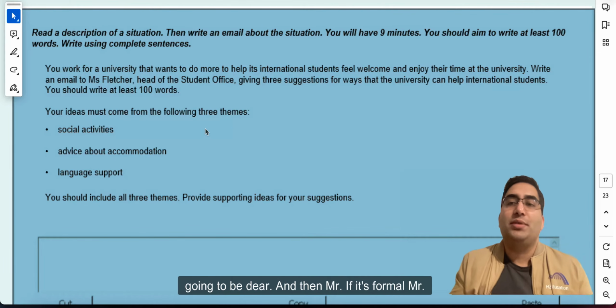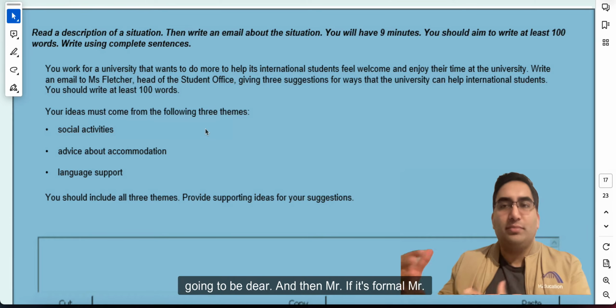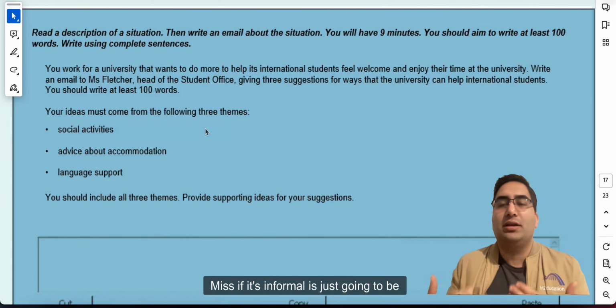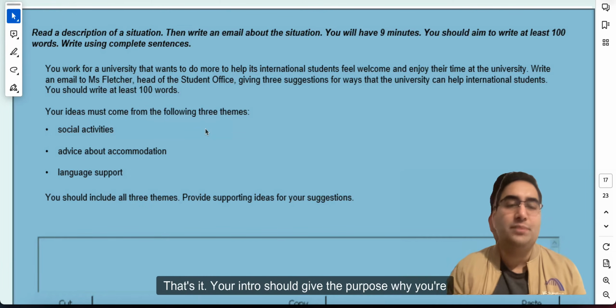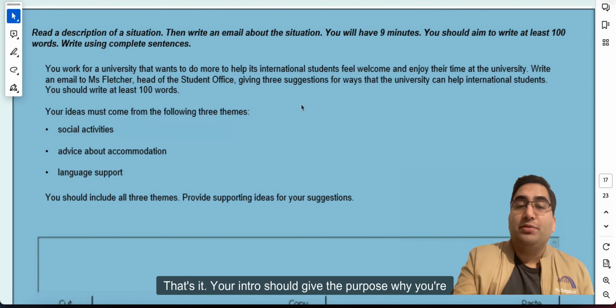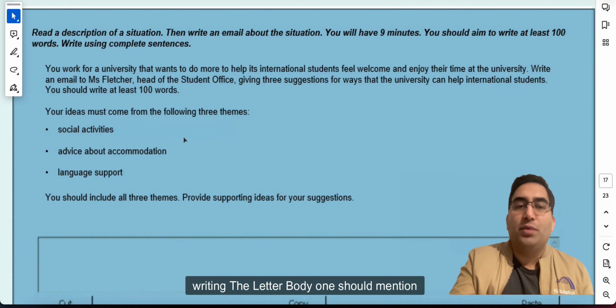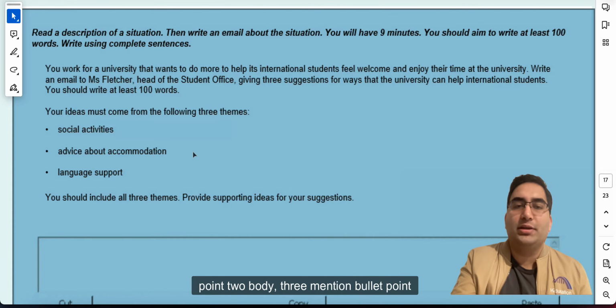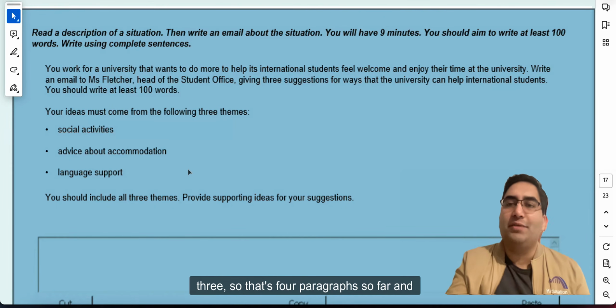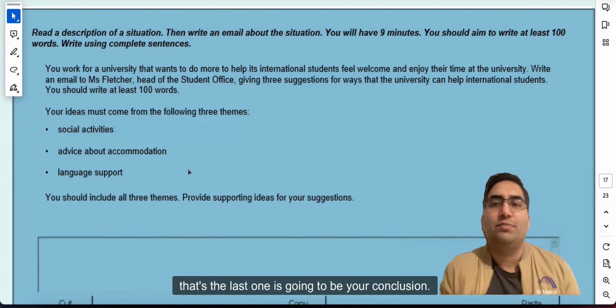The start is just going to be dear, and then Mr. If it's formal, Mr., Miss. If it's informal, it's just going to be dear, and the first name of the person you're writing the letter to. That's it. Your intro should give the purpose why you're writing the letter. Body 1 should mention bullet point 1. Body 2, mention bullet point 2. Body 3, mention bullet point 3. So that's 4 paragraphs so far, and the last one is going to be your conclusion.